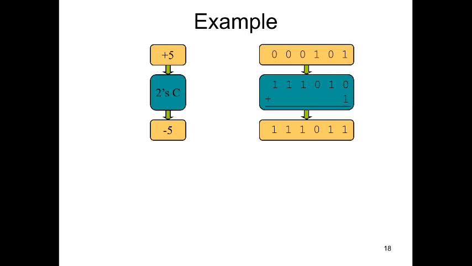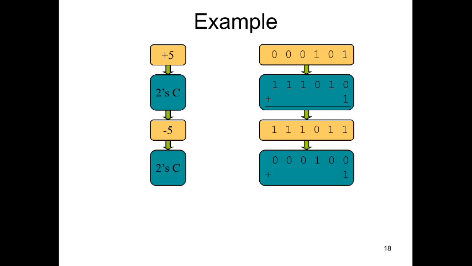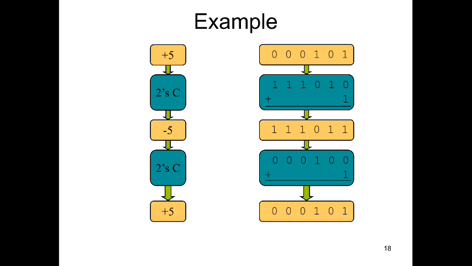Now when we got this minus 5, when you take the 2's complement of this again, again replace 1's with 0's and 0's with 1's and add 1 to that, you will get plus 5 again. Okay, so it's simple addition.